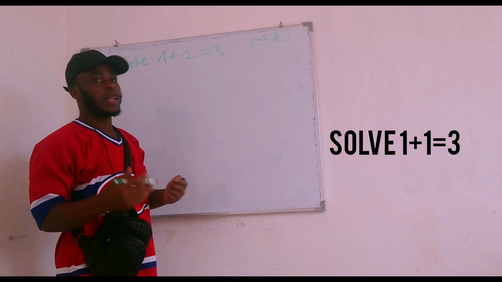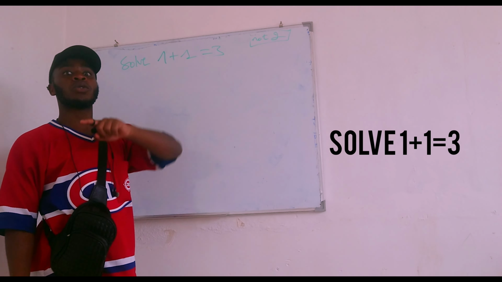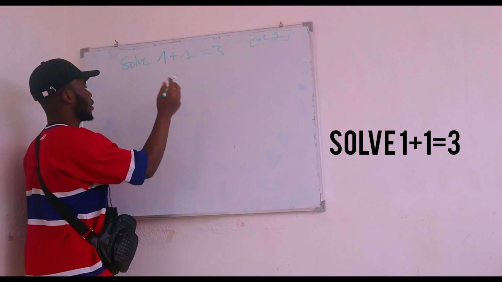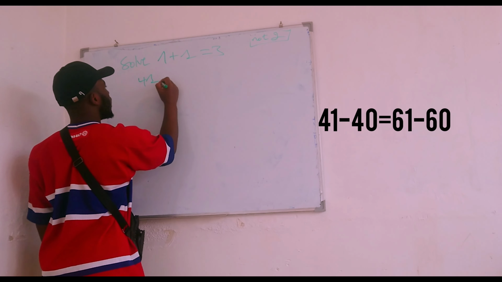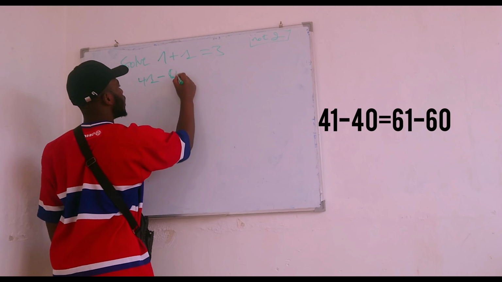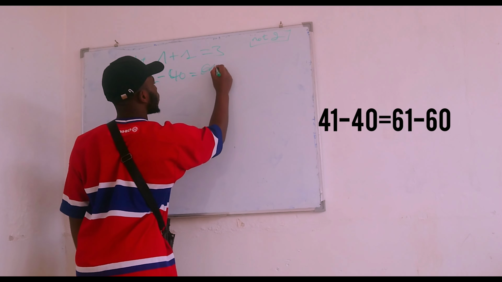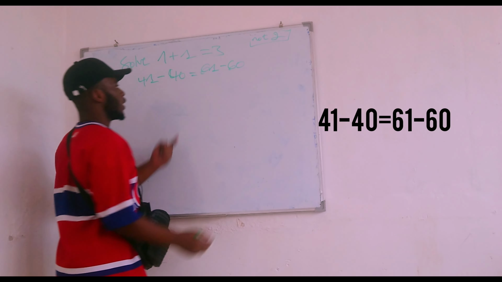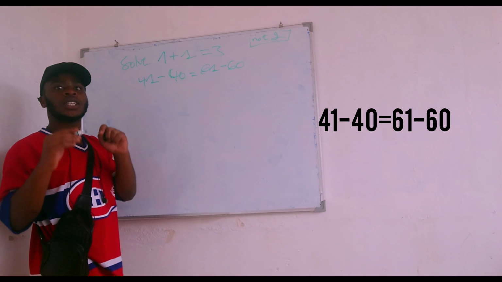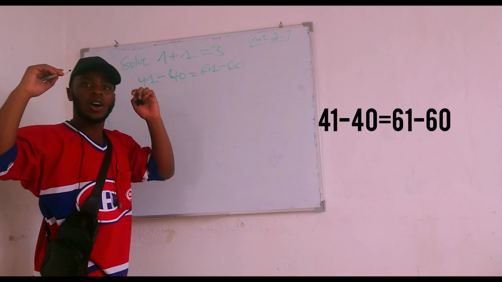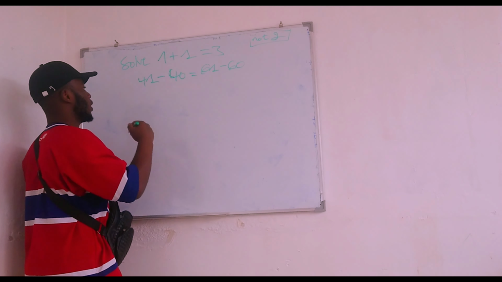Hi my people, let me show you how 1 plus 1 is equal to 3. Let me show you. 41 minus 40 equals 61 minus 60. 41 minus 40 equals 61 minus 60. So let me show you.